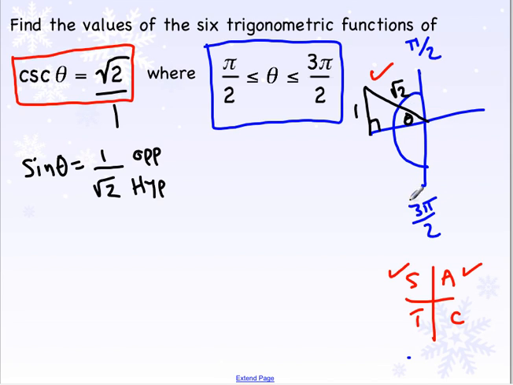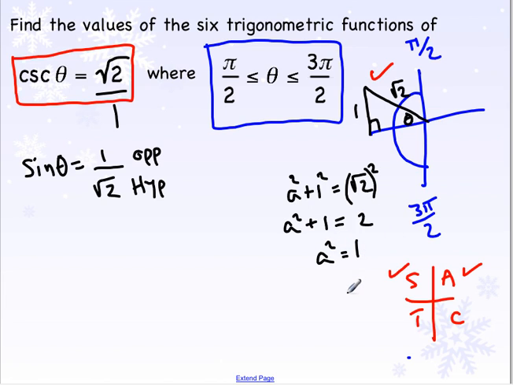And then you're going to want to find the missing side here. So let's do Pythagorean theorem. Now be careful with Pythagorean theorem because remember that the c is the hypotenuse. So a squared plus 1 squared will equal our hypotenuse squared. So that means a squared plus 1 equals 2. So a squared equals 1.